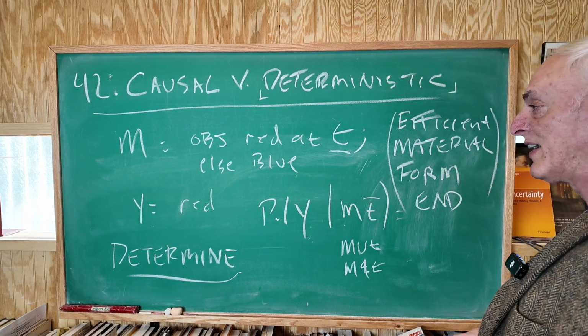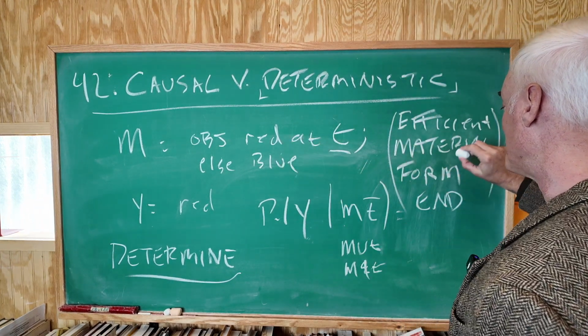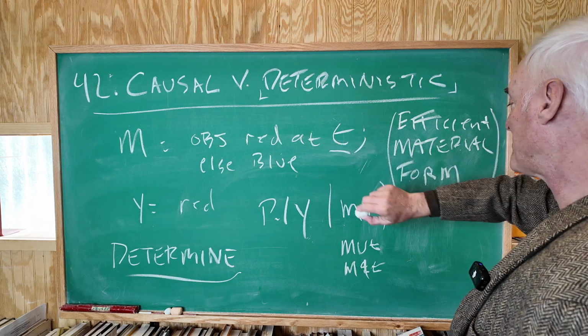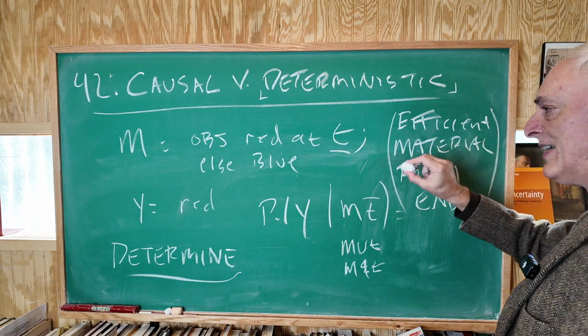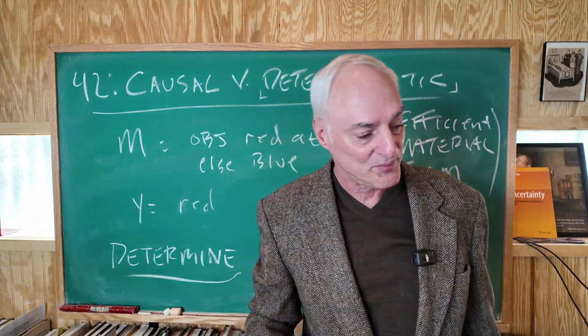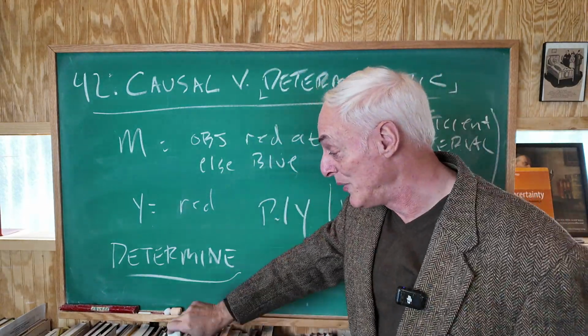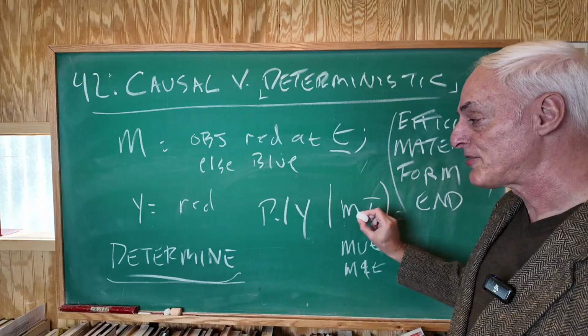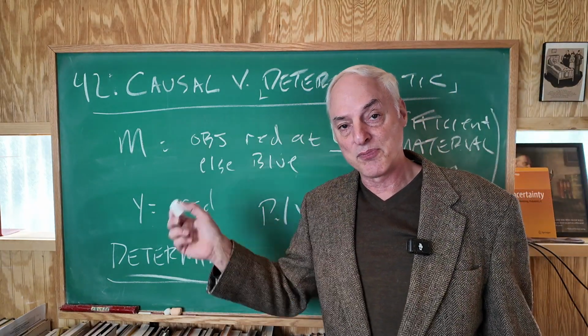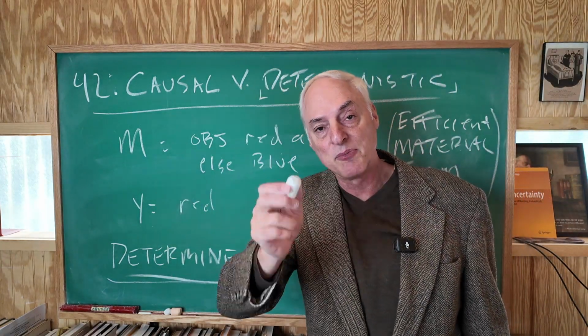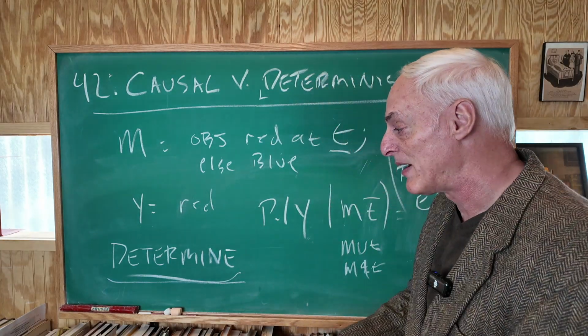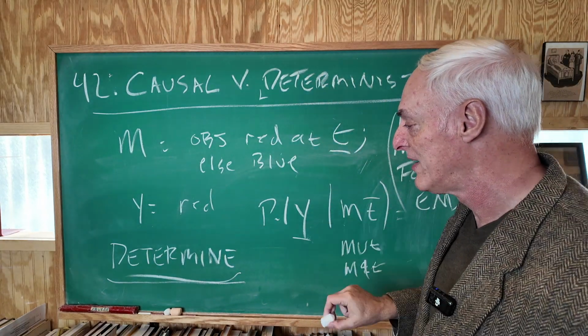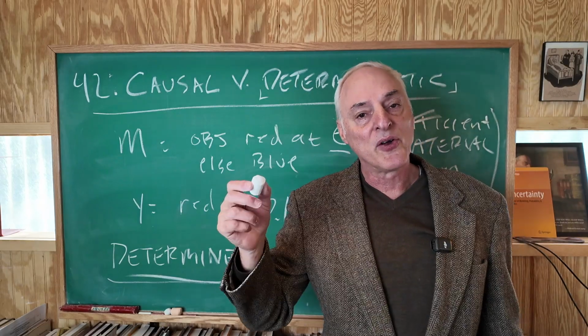For this particular thing, we don't know what the object is made of, but we do know the form it's going to take. It's going to be either red or blue, but we don't know why. We can determine with absolute accuracy with this model. We can calculate a probability with absolute accuracy with this model. We can determine the value of y, but we don't know the cause of y.